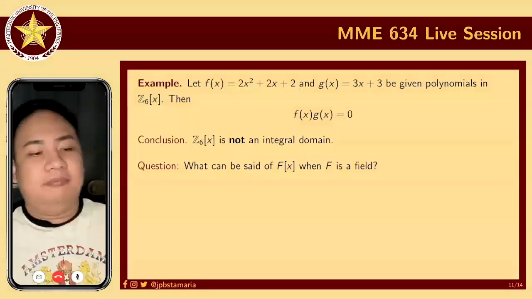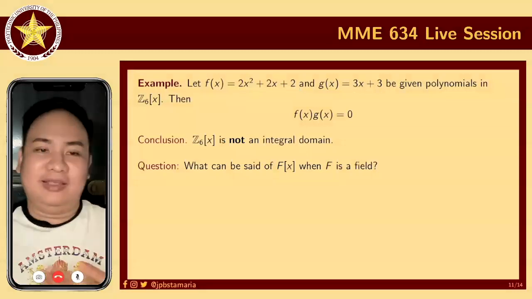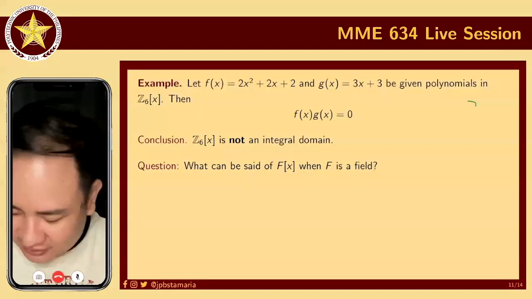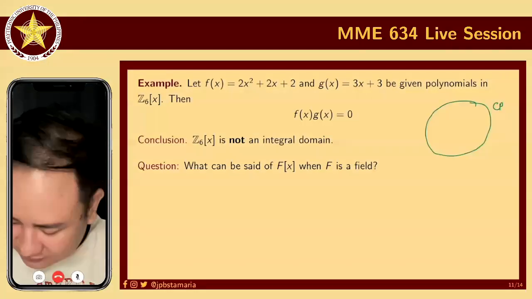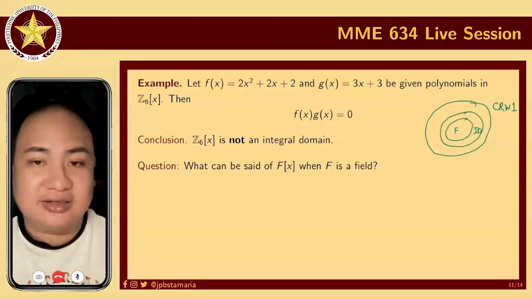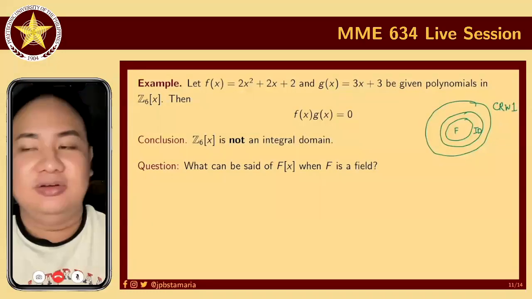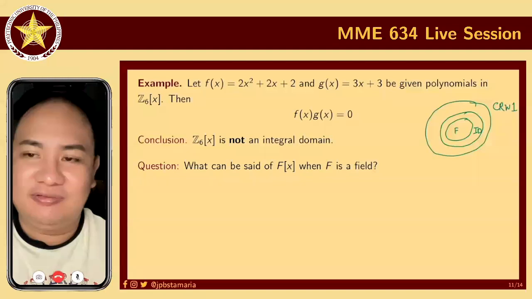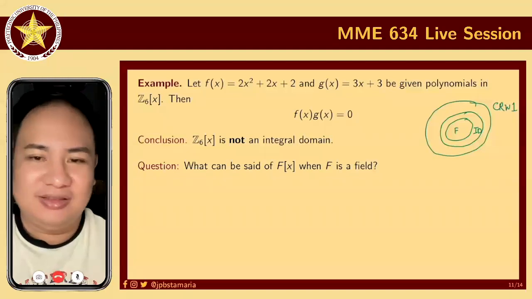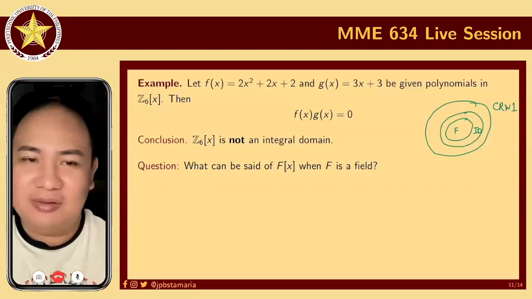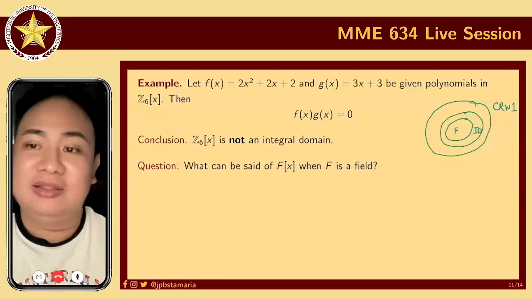May tanong ako susunod. I-level up natin. Kasi ang pinakamahigpit sa lahat yung field, di ba? Ano nga yung hierarchy natin? Commutative ring with unity. Ito yung mga integral domains. Ito yung mga field. So, ang pinaka-strict sa tatlo, yung mga field. Halimbawa si F, field. What can be said about F[x]? Ano yung field? Ito yung mga commutative ring with unity na ang mga non-zero elements ay may multiplicative inverses.